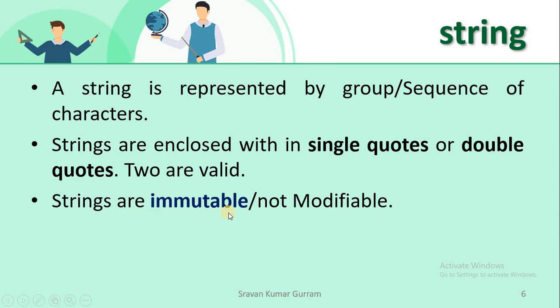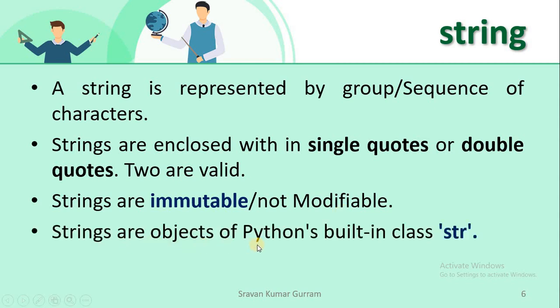Strings are immutable. Immutable means not modifiable, not changeable. Once you create the string constant values, those values are not changeable. You cannot change the values. You cannot modify those values. Strings are objects of Python's built-in class string, that is str. When you create a string variable, those are objects of the built-in class str.